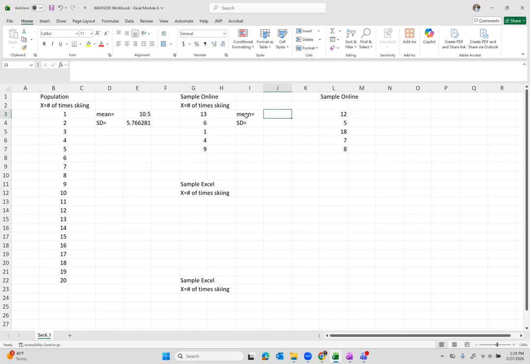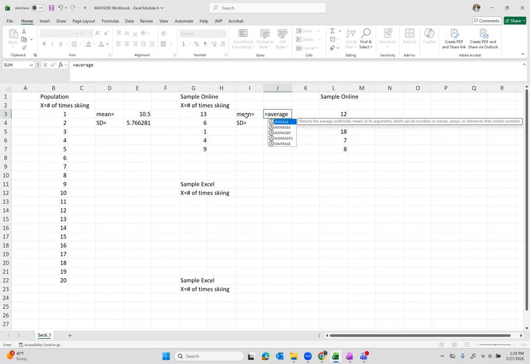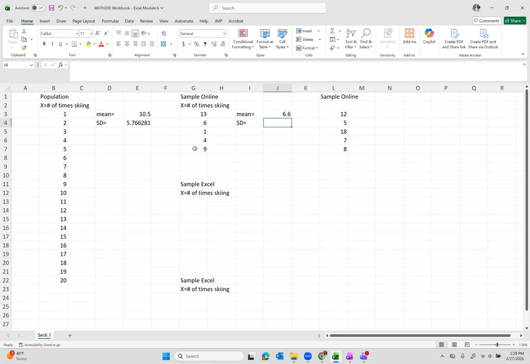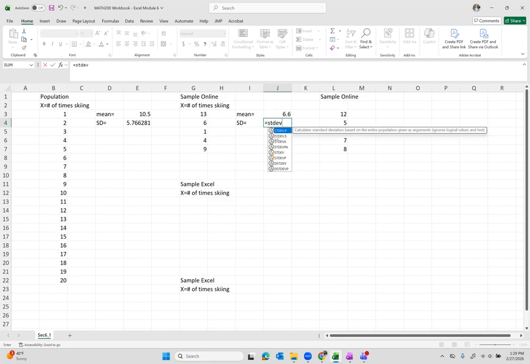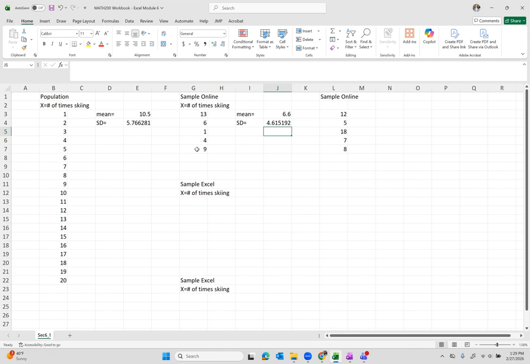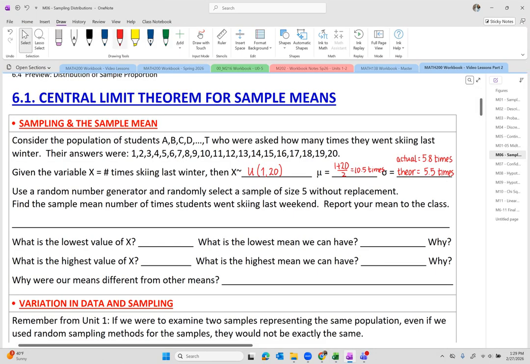Remember, this is a sample. So even though I will use the average function, there is only one function for the average. For the standard deviation, I will use the standard deviation.s for sample. And I have a mean of 6.6 and a standard deviation of 4.6. You can already see that the mean of 6.6 is actually very small compared to the theoretical mean of 10.5 of the population.